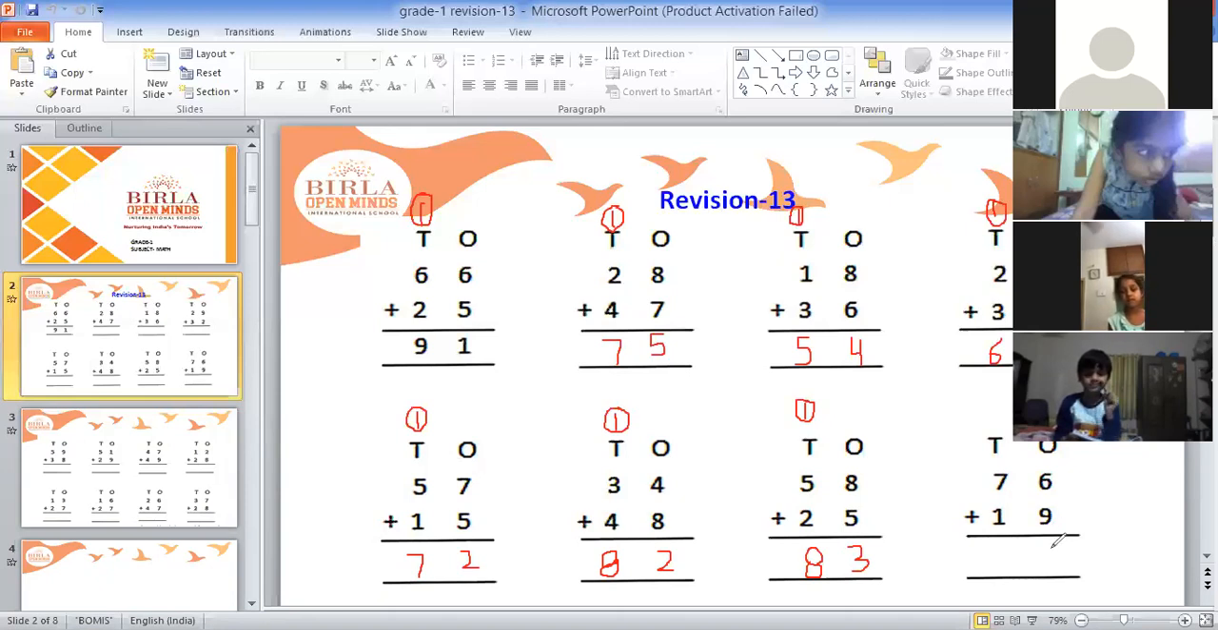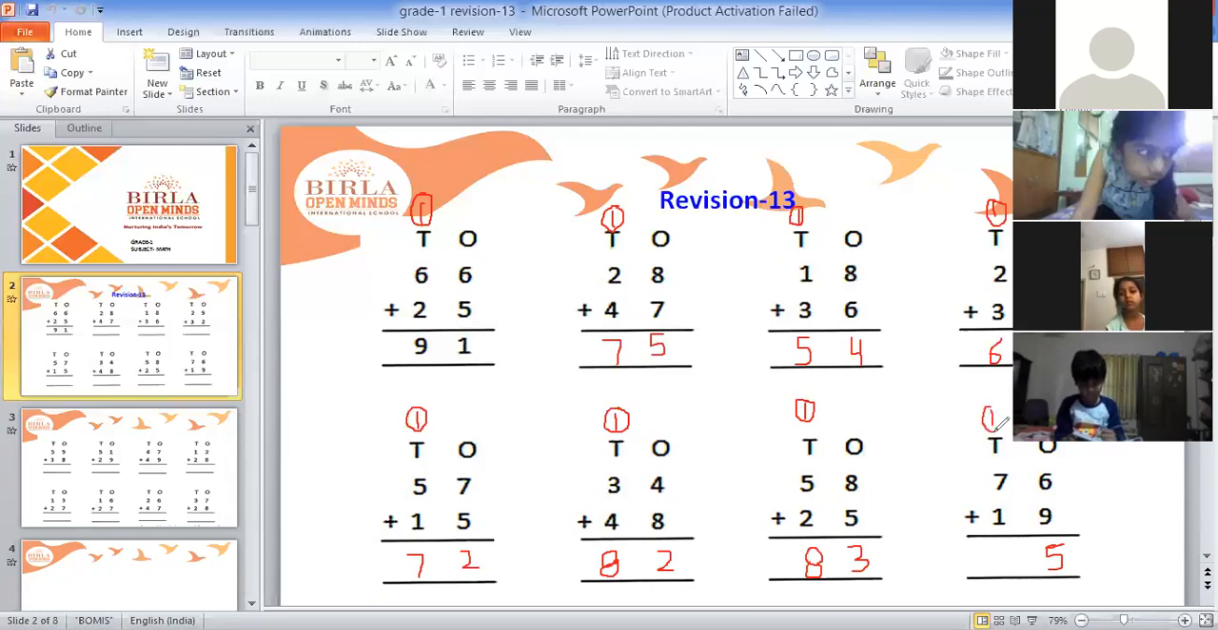Now tell me, 6 plus 9, how much? 15. Very good. So we will write only 5 here, and I have told you why we are writing only 5 here. And 1 will go as carry over in tens place.